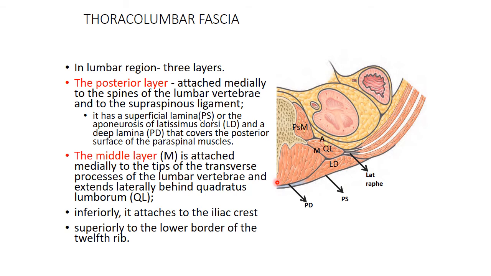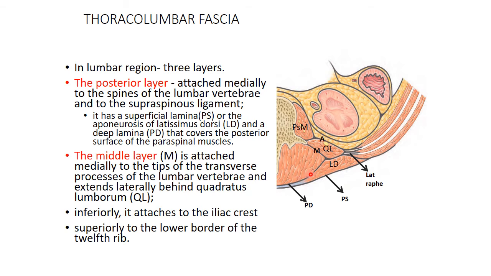Now when you trace the posterior layer laterally, the posterior layer is laminated. There are two laminae. One lamina, the superficial lamina, is going to be continuous with the aponeurosis of the latissimus dorsi muscle. This muscle is the latissimus dorsi muscle. So it is going to be continuous with the aponeurosis of the latissimus dorsi muscle. Whereas the deeper lamina is going to cover the surface of the muscles which are present between the spine and the transverse process. These muscles are also called paraspinal muscles. They are actually the deep muscles of the back called paraspinal muscles. So the deeper lamina is going to enclose the paraspinal muscles.